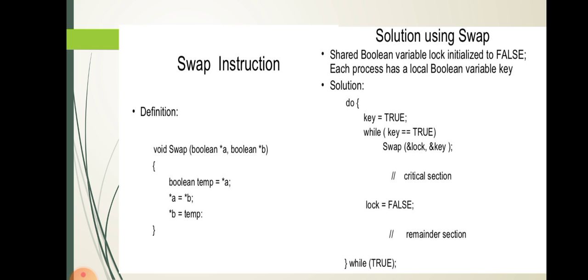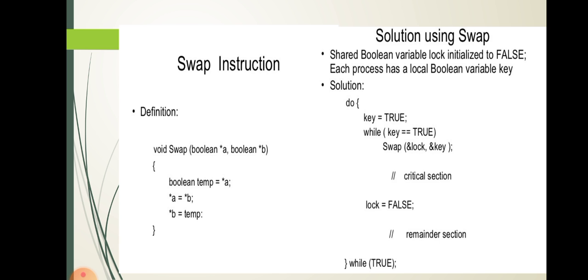So initially the lock value is what? False. A global variable lock is initialized to false, and each process has the local boolean variable key. The values of lock and key are going to be swapped to solve the critical section problem. Now if lock is false, or if lock is 0, then a process can enter the critical section, otherwise it is not going to enter the critical section.